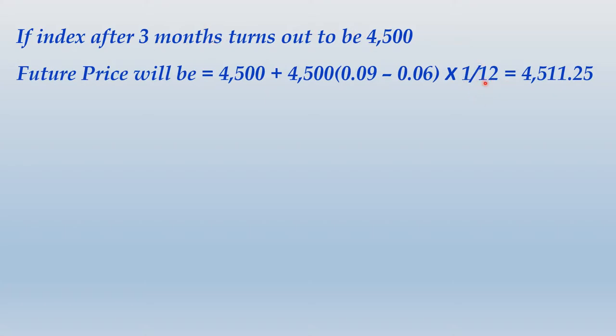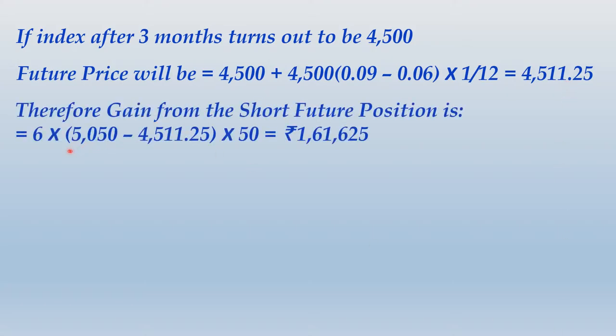For 1 month remaining maturity, the futures price you again find out exactly the same way as we did earlier, and you entered in the contract with a short position where the contract price at which you have agreed to sell was 5050. On the squaring of date, the futures contract has a price of 4511.25. This is the price at which you agreed to sell. This is the price at which your contract is getting squared off.